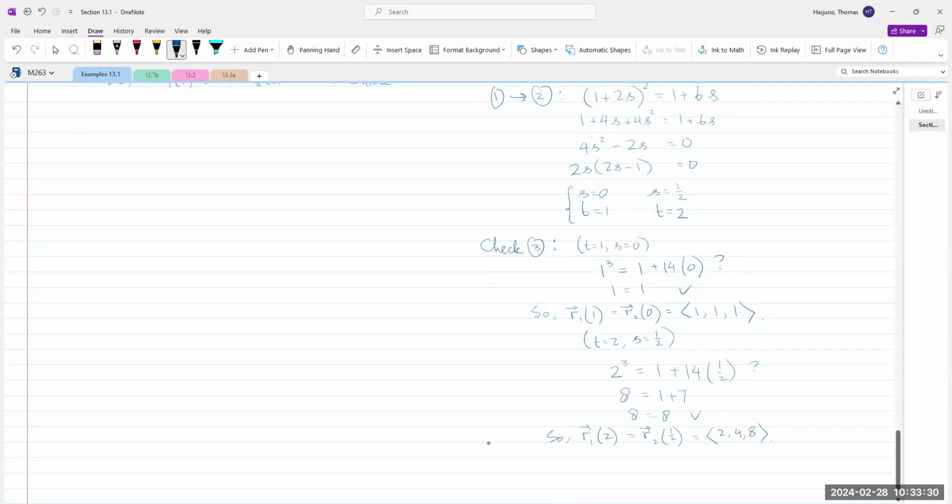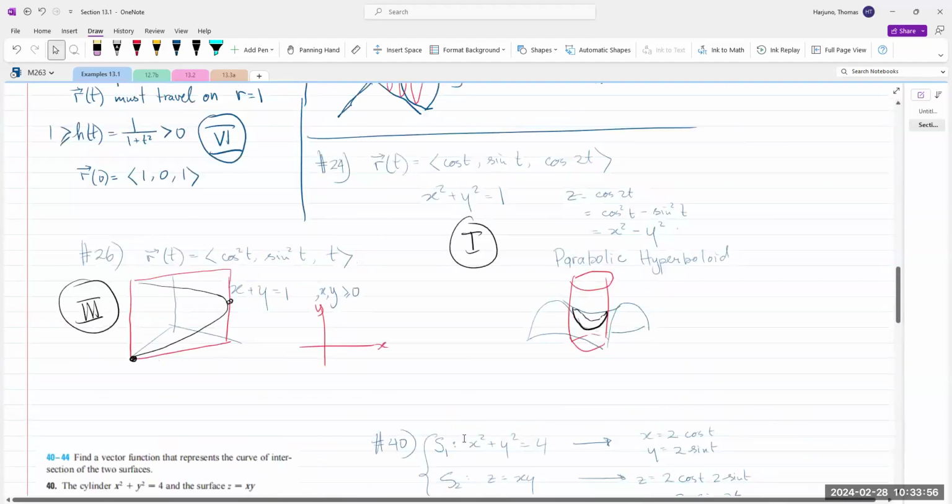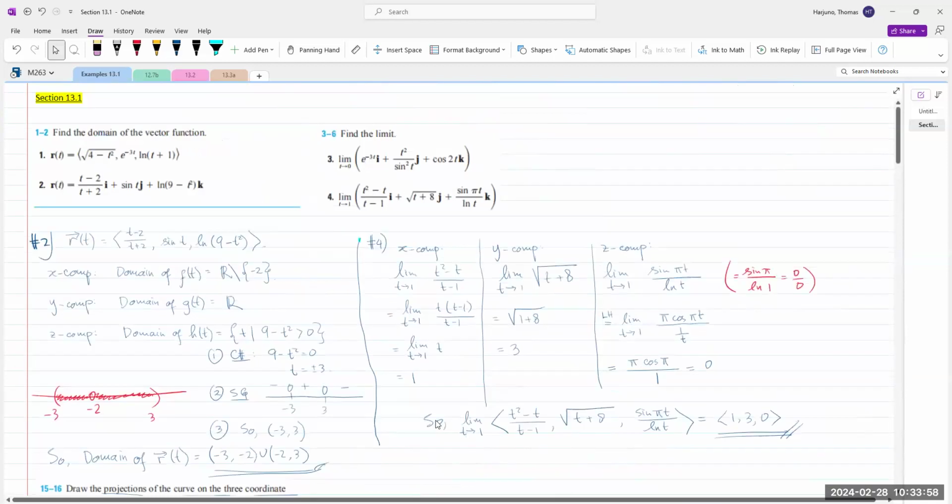Okay, in other words, the paths intersect at coordinates (1, 1, 1) and (2, 4, 8). Okay, now that's for this 13.1. Now don't forget that you can use GeoGebra to sketch the graph. Okay.